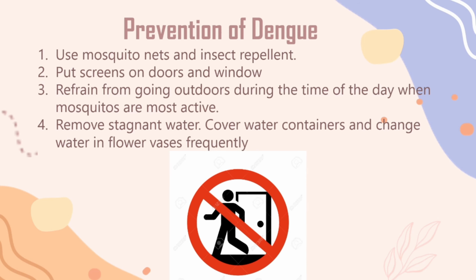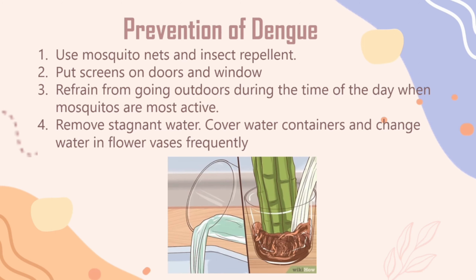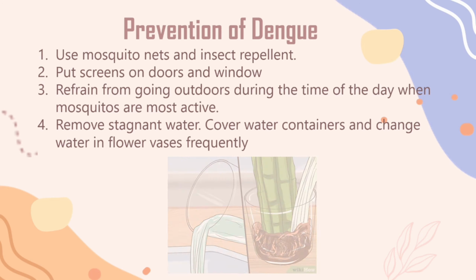Third, refrain from going outdoors during the time of the day when mosquitoes are most active. Fourth, remove stagnant water as mosquitoes lay their eggs in standing water, so we must cover water containers and change water in flower vases frequently, as it significantly reduces the mosquito population. And that's all for the first communicable disease, which is dengue. And let's move on to another one that will be discussed by our next presenter.